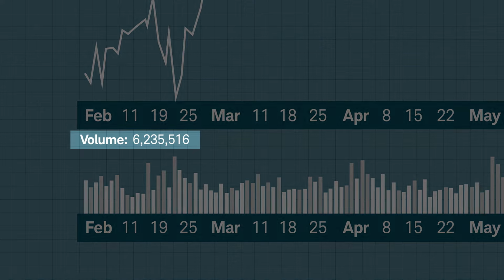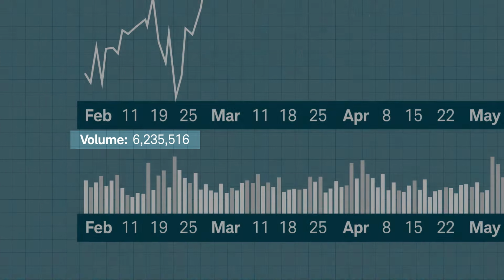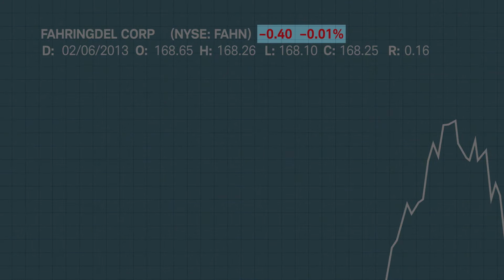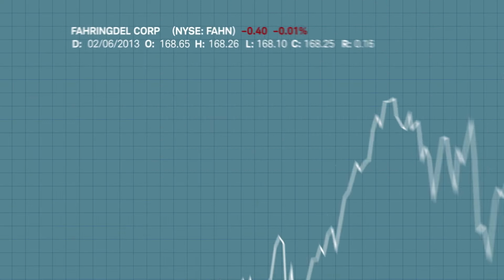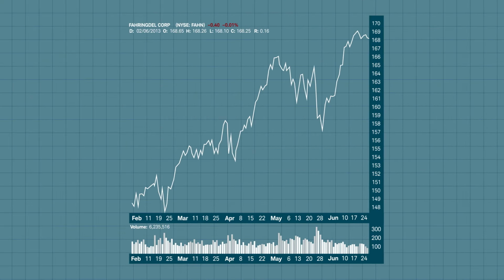Then we have volume, or V. This calculates how many shares or contracts were traded. Finally, we have change. This shows both the dollar amount and percentage change from yesterday's closing price to today's closing price. You can also view all this information, like the opening and closing prices, on a bar chart.